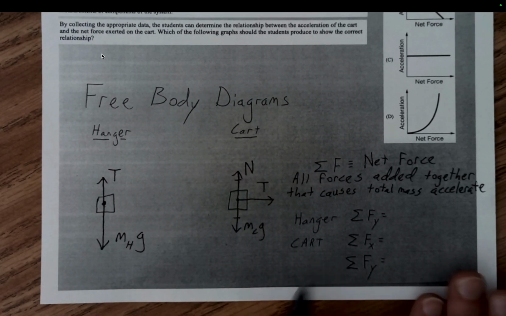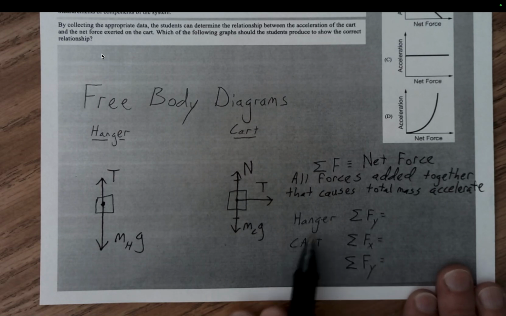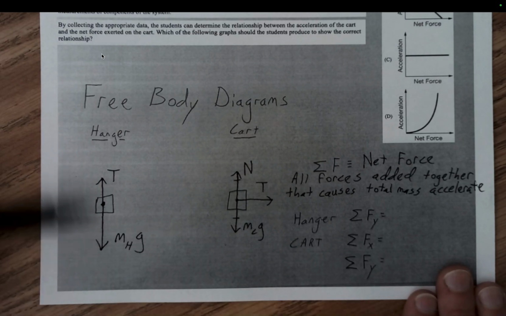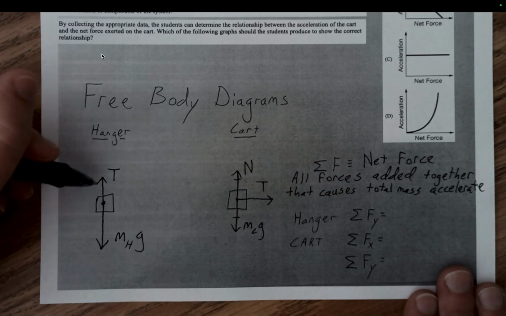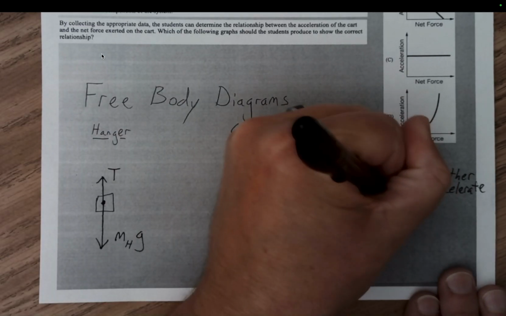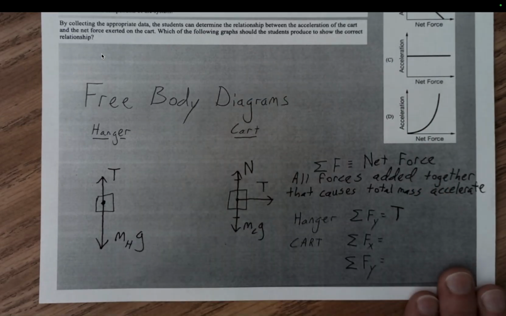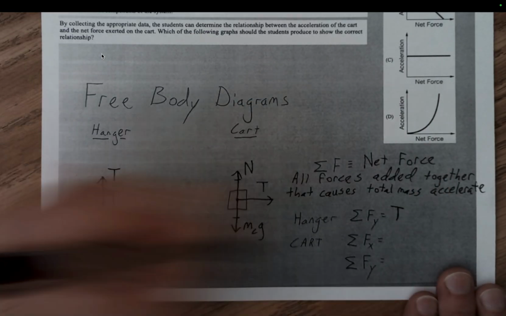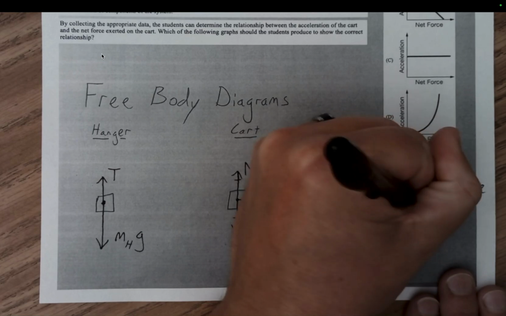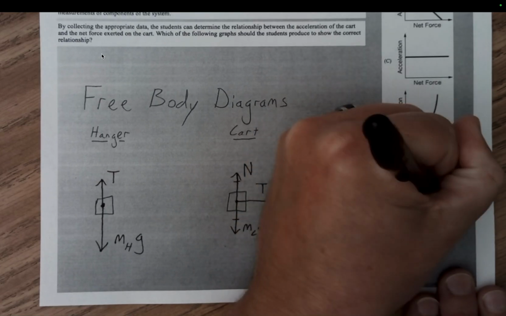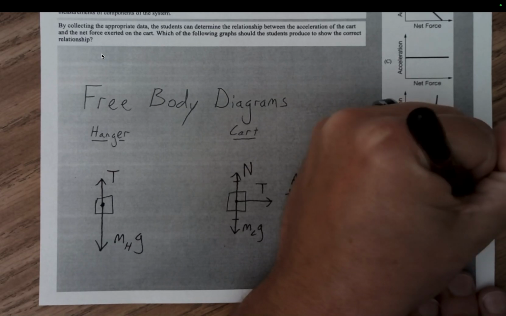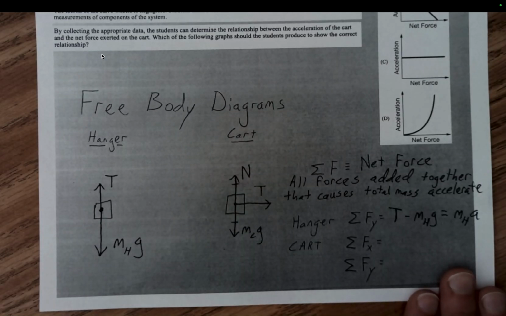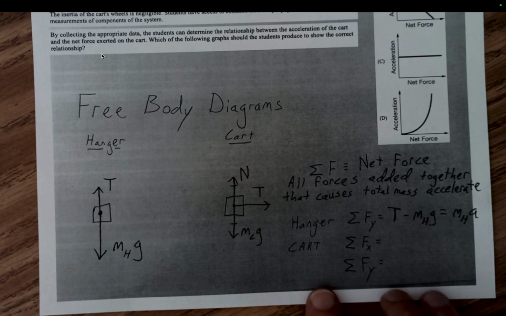Then this will get us to the net force acting on the hanger, where it's only acting in the y direction. That's why we have the sum of the forces in the y direction. So I have this tension up, that's why it's positive, minus the mass of the hanger times gravity, minus m_h times g, and that's going to equal, just for the hanger here, the mass of the hanger times acceleration. That's the net force acting on the hanger.